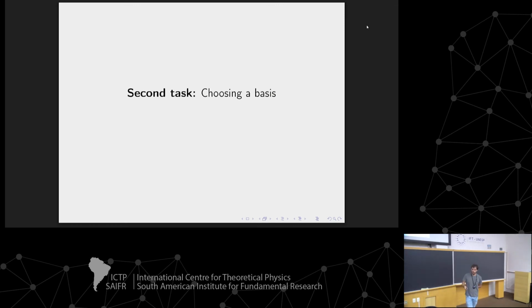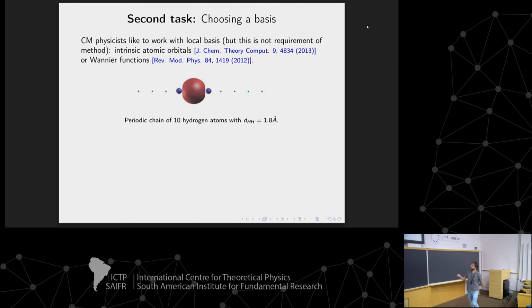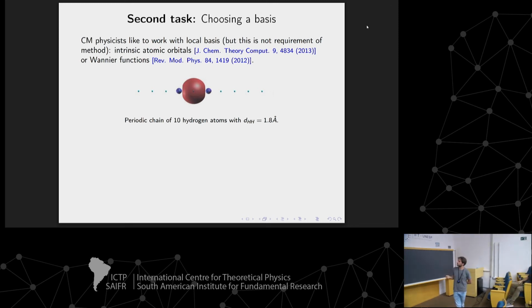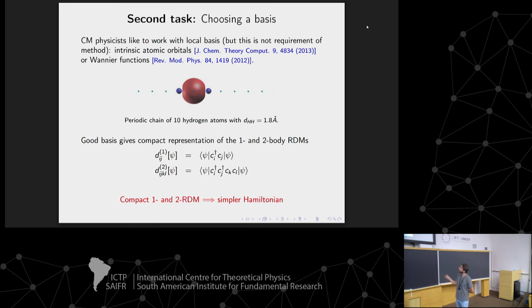Choosing a basis, the second task. Choosing a basis, we usually like to work in a local basis. There are techniques like Wannier functions, maximally localized Wannier functions, that allow us to do that. As I said, it's important to choose a good basis. Otherwise, our one- and two-body reduced density matrices, these terms here, are not going to be sparse, and we are going to include a lot of them in our effective Hamiltonian, and that's not good because that renders it intractable. So a compact wave function resulting from a good choice of basis is going to give a simpler Hamiltonian.